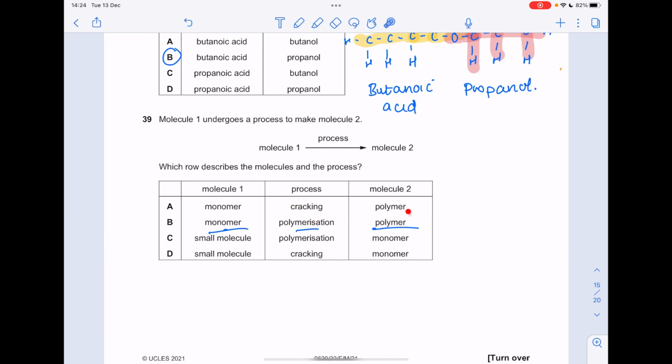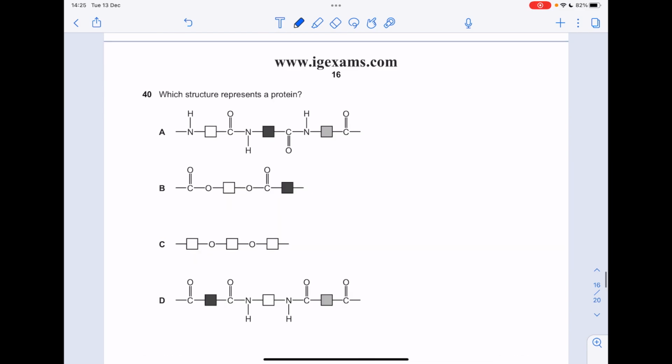Cracking does not produce larger molecules, it produces smaller ones, hence why that can't be correct. And then with this C option, a monomer and a small molecule are the same thing, so again that makes no sense. And then with cracking, for option D, we would want a larger molecule up this end. The answer is B. And then finally, which structure represents a protein?